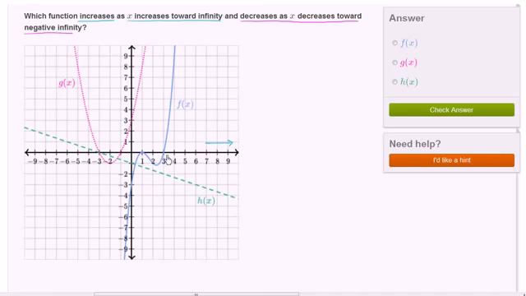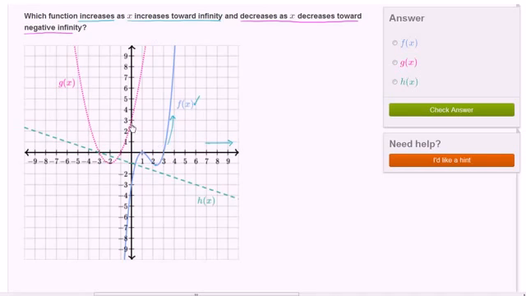So first, let's look at f of x over here. So f of x, as we get beyond this minimum point right over here, as we increase our x, f of x seems to be increasing. So f of x seems to make the first constraint.